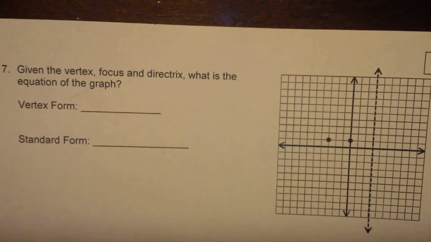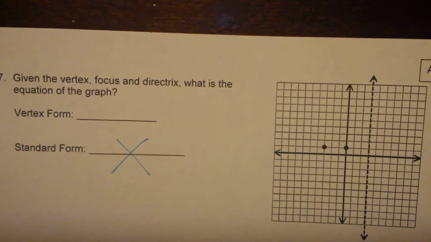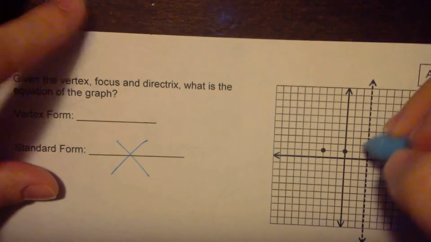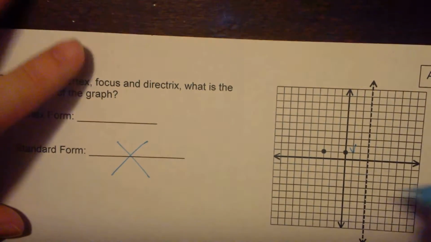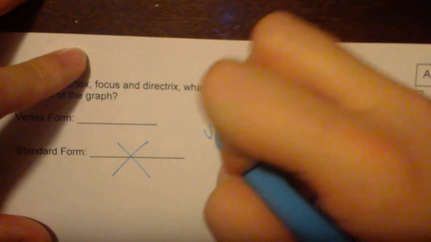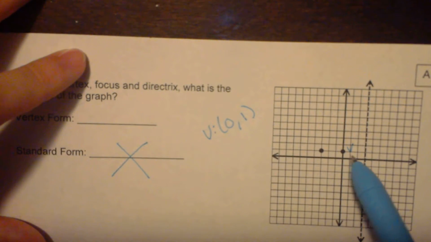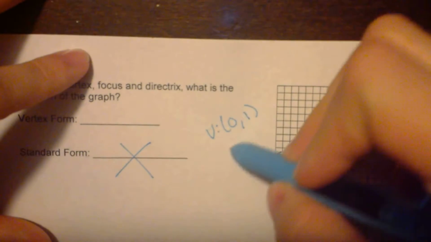So there's one of these. Given the attributes, what's the equation? We're not doing standard form. The vertex is the point in between the focus and the directrix, so it has to be here at 0, 1. And the distance in between is 3. So c is 3.